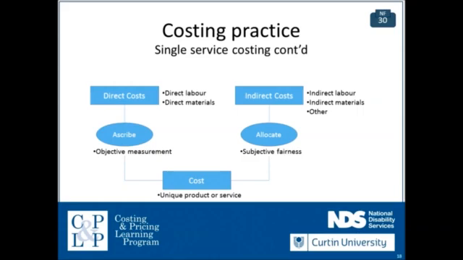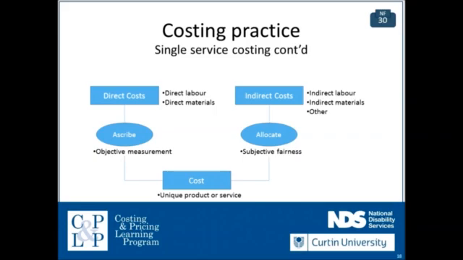Therefore, there's two things about allocation that are really important to remember. The first is it is subjective, and therefore it's subject to change and subject to equity, if you like, making sure that it's allocated in a way that is supportable and sustainable for your organisation. But the second is it needs to be allocated in a fair way so that all of your costs are allocated across all of your activities. And this might also have a strategic impact on your decision making in your organisation.